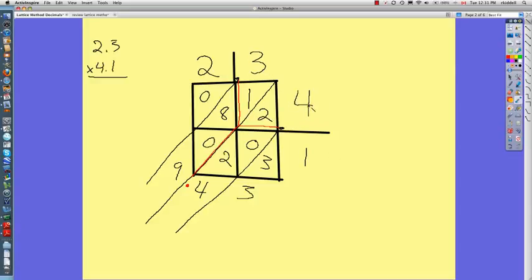So 3 times 4 is 12, and you see on either side of the diagonal line 1 times 3 is 3, 1 times 2 is 2, 4 times 2 is 8. You then add up the diagonal lines. So this is 3. 2 plus 2 is 4. 1 plus 8 is 9. So the answer would be 9.43.